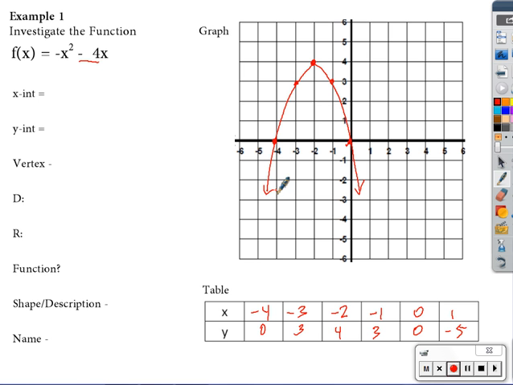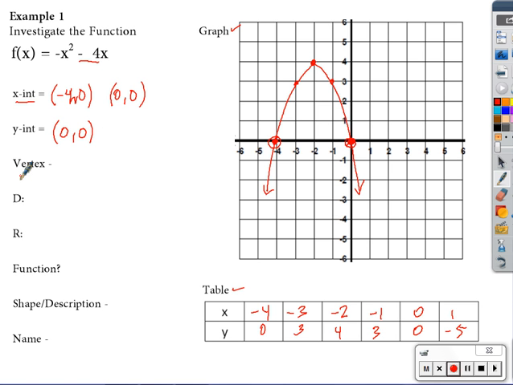Okay, so I have the graph, I have the table. All right, my x-intercepts are where my graph crosses the x-axis. In this particular case, they're nice numbers, negative 4 and 0. I need to write them as coordinates. Negative 4, 0 and 0, 0 are my two x-intercepts. My y-intercept is where it touches the y-axis. That's the vertical axis. Okay, and that happens to be the same as the x-intercept of 0, 0.